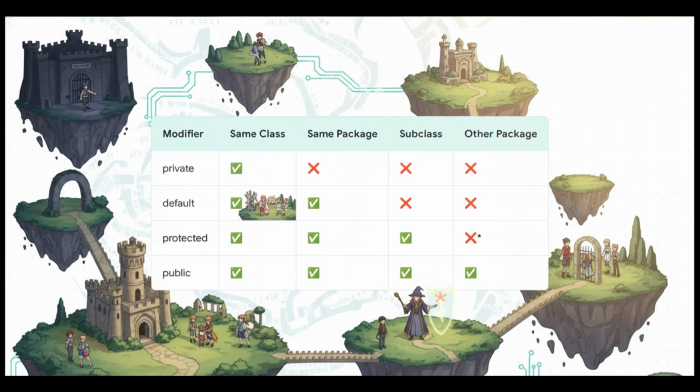Default opens things up a bit, allowing access within the same package. Public is a total free-for-all, accessible from literally anywhere. But protected? That one is unique. It's accessible in the same class, the same package, and any subclass, but it can only cross into a totally different package if it happens through inheritance. It's a very specific security clearance.